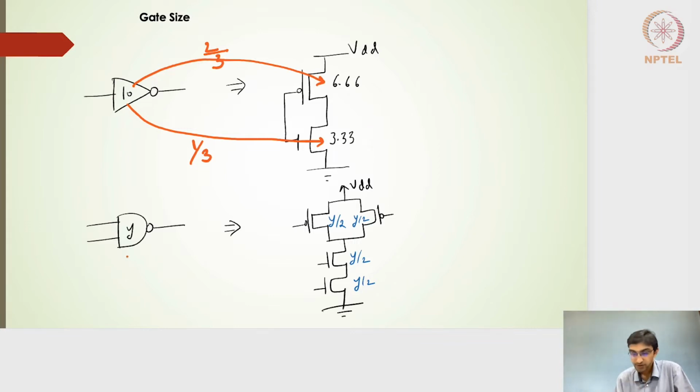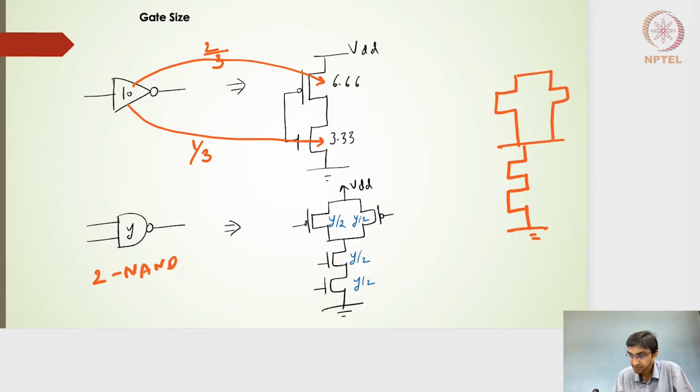For a two input NAND gate, right? So if I draw the two input NAND gate, let me draw here because I have a space here. So this is the series on the pull down side, and then I will have two transistors which are in parallel on the PMOS side.